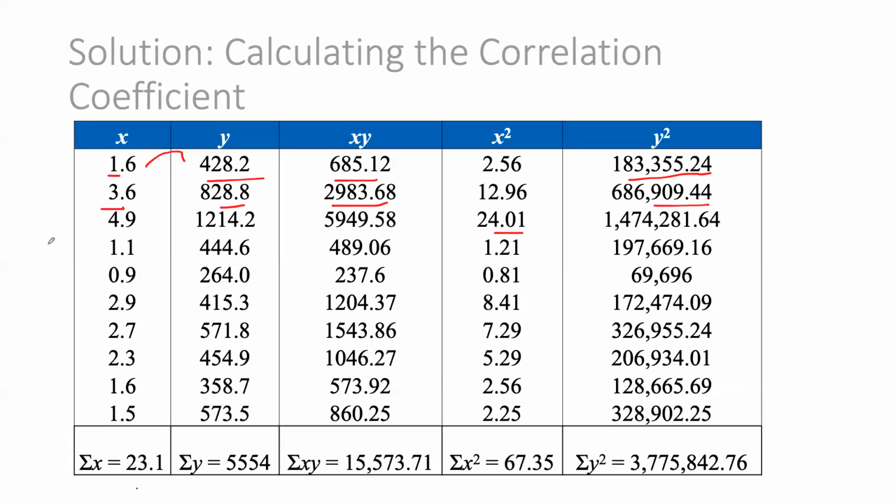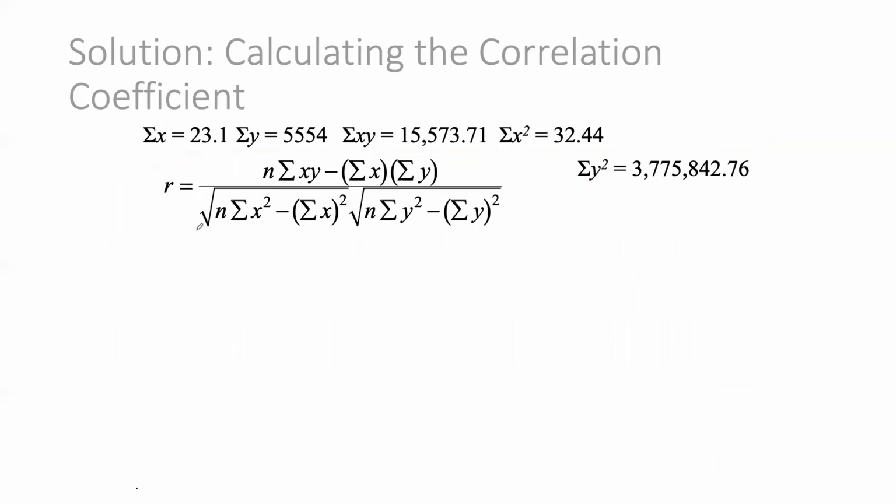The crucial thing is that once you have this table, you want the column sums. So the sum of all x's is given by this column sum, 23.1. Sum of all y's is adding up all these y values, which is 5,554. Sum of xy is 15,573.71. Sum of x squared is 67.35. Sum of y squared is 3,775,000. Whatever. Okay. So now that you have these 5 numbers, it's just about putting it into the formula.